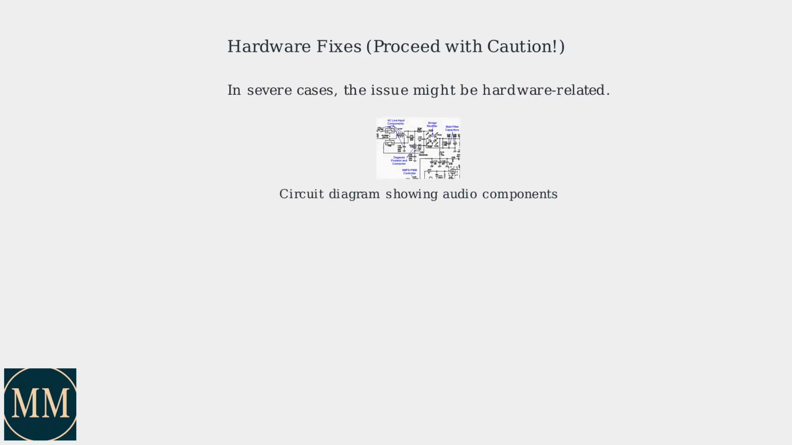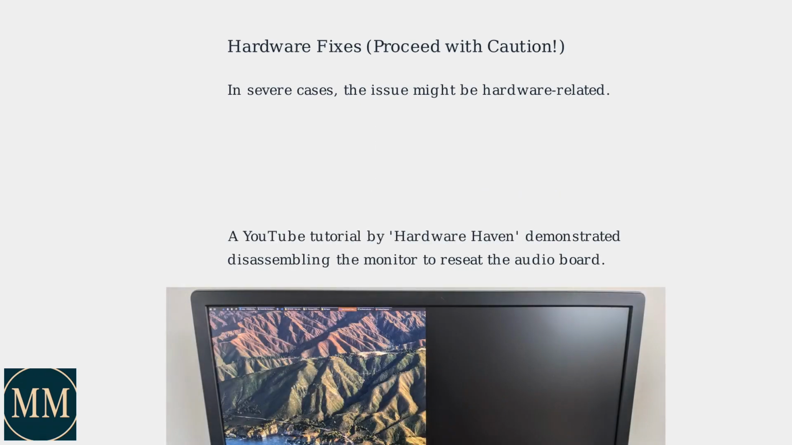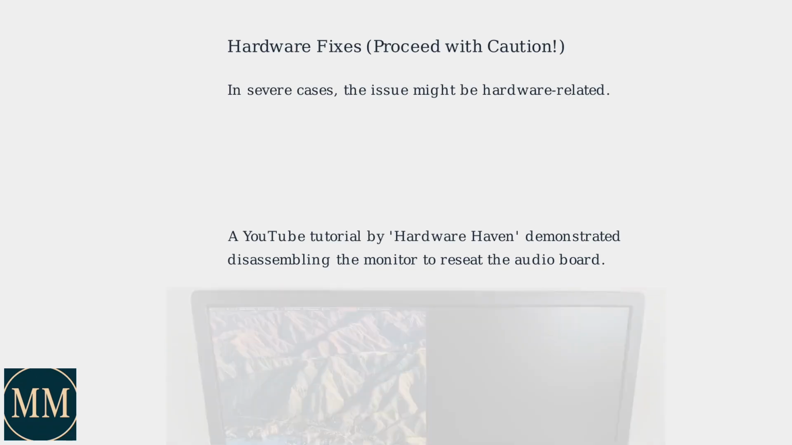In severe cases, the issue might be hardware-related. The headphone jack problem can stem from faulty connections in the monitor's audio circuitry. A YouTube tutorial by Hardware Haven demonstrated disassembling the monitor to reseat the audio board, which can fix detection issues in some cases. However, this will void your warranty. Proceed with extreme caution or consult a professional repair service. This is a last resort if all other software fixes fail.